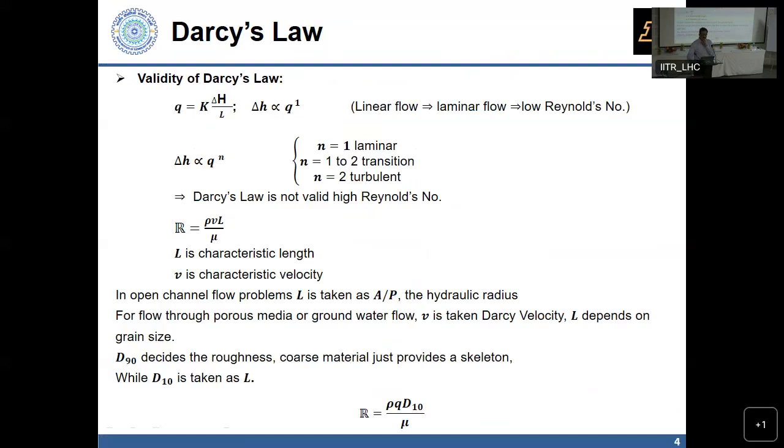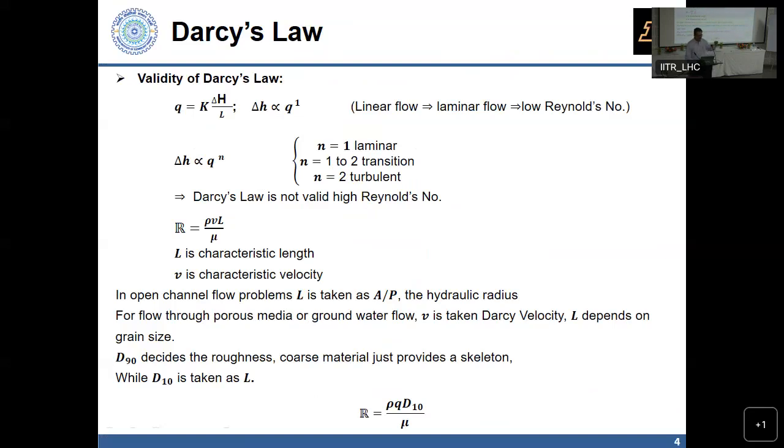If the velocity tends to be high, then the head loss is not just proportional to q, but q raised to some certain power. That means we will have more head loss than we expect from Darcy's law. To think of validity of Darcy's law, just as we do in pipe flows, we use the Reynolds number. Reynolds number is given over here. So we have mu over rho, which is the kinematic viscosity. There is a velocity that we have to use. And then Reynolds number has a characteristic length.